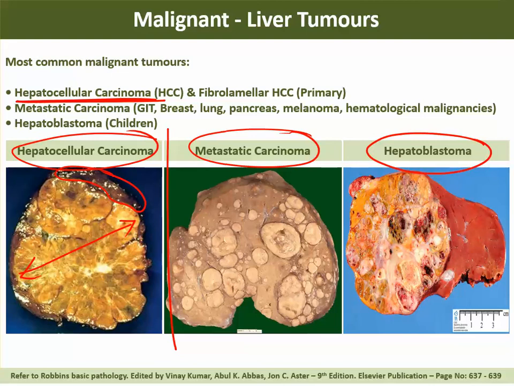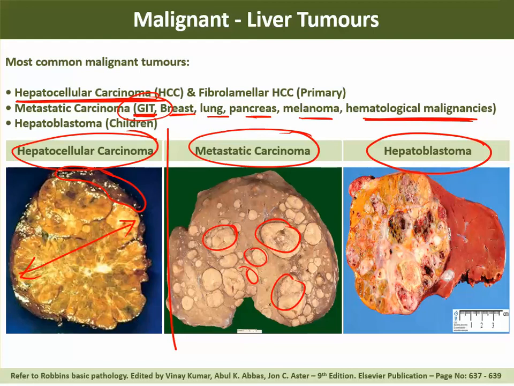Whereas in metastatic carcinoma, there are usually multiple deposits. You can see multiple nodules in the liver. When you see multiple nodules in the liver, especially in elderly or late adult people, we will be thinking of metastatic carcinoma. Metastatic carcinoma can come from the gastrointestinal tract, breast, lung, pancreas, melanoma, and hematological malignancies. Most commonly it comes from the gastrointestinal tract and the breast. The cancerous tumor coming from the breast or gastrointestinal tract to the liver produces multiple deposits.